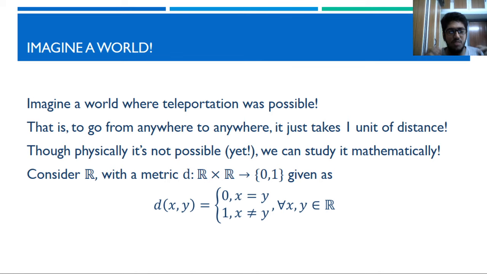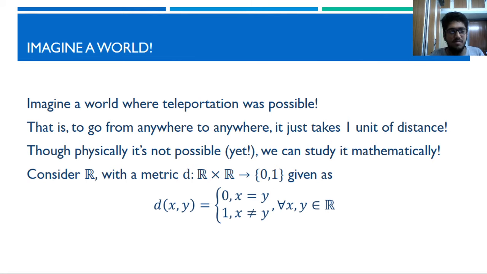By the idea of teleportation, what I mean is to go from anywhere in this world to anywhere else takes 1 unit of distance. I'm saying 1 unit because it's not 1 kilometer. It may be 1 second, it may be 1 nanosecond. We don't know what it is. I'm just generally going to say 1 unit of distance. In that case, turns out we can define a metric on R that will help us understand that world better.